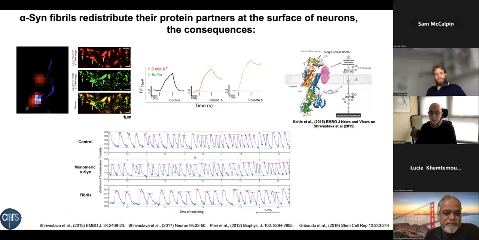You can see here how a network of neurons is oscillating, a calcium oscillation in a network of neurons, in a control culture or in a culture where we expose the cells to monomeric alpha-synuclein, very similar. But when we expose the cells to fibrils, the amplitude remains the same, but the frequency changes. So it's as if the neurons were not interacting, discussing between each other, the same way as without the addition of fibrils.